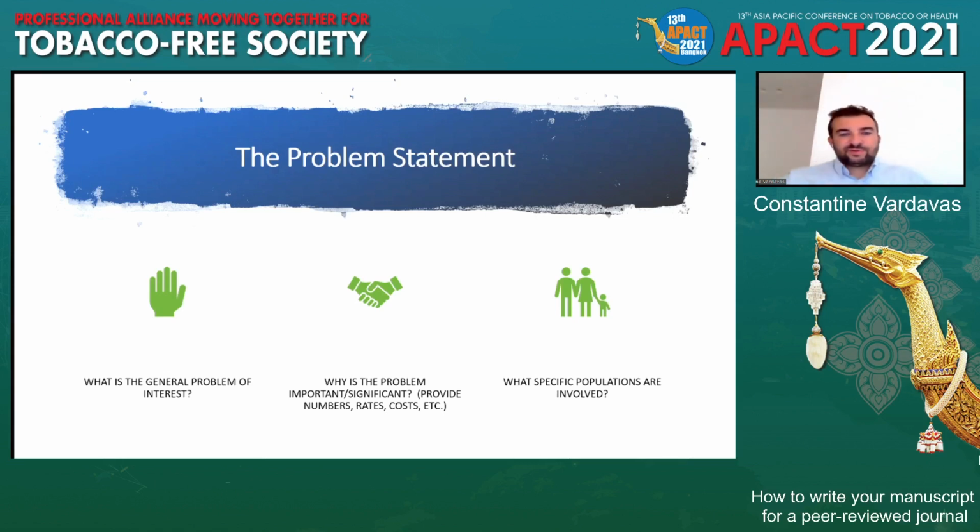So if you try to add them together, in a problem statement you have: what's the problem? What's the impact of this problem? Is it a high percentage? Is it a bad rate? Is it an increase in, for instance, tobacco uptake? And what are the specific populations? So think of the classical who, when, what questions. What are the specific populations involved?